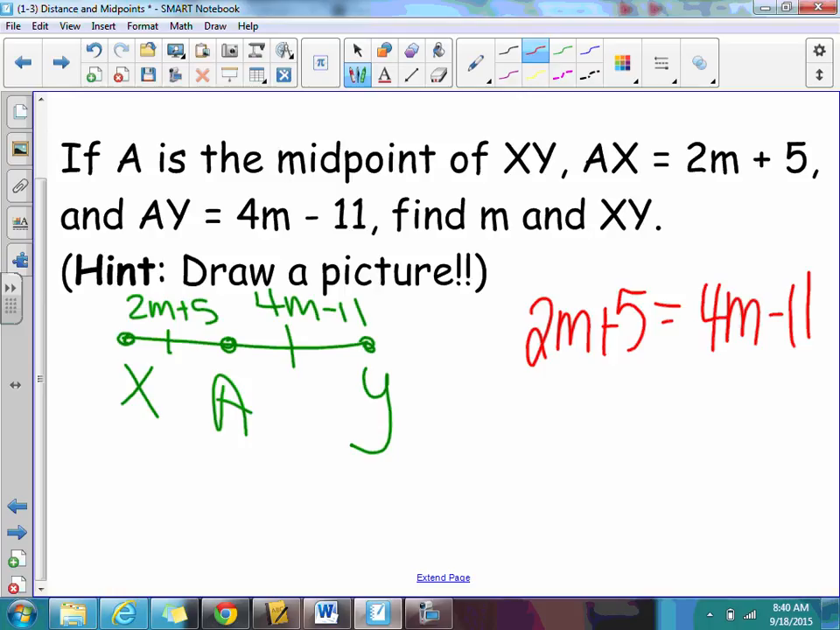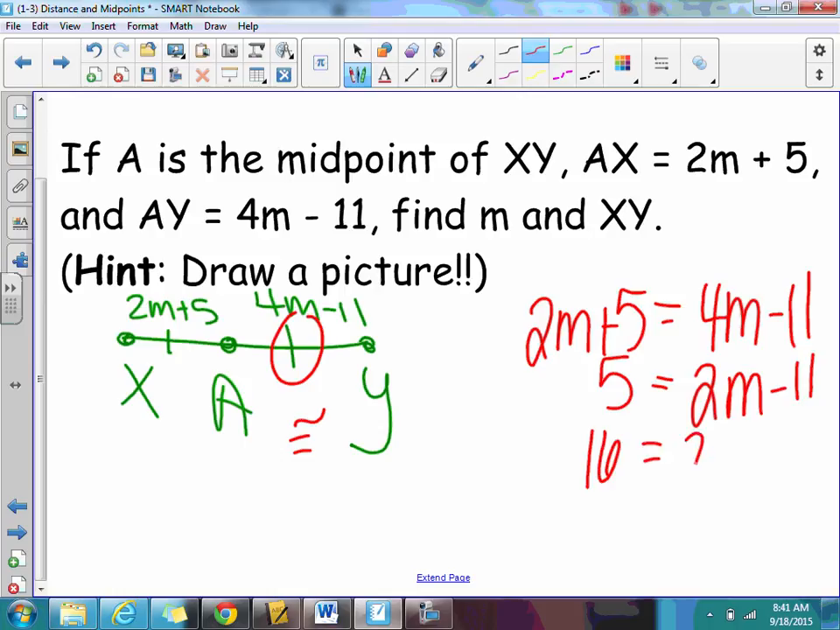Here's another thing to notice. The problems we were doing before, didn't I give you a total? Did I give you a total this time? No, I only gave you these two and tick marks. So we're not going to add them because I have nothing to set them equal to. The tick marks mean congruent, which means they are equal measure. So subtract your 2m. Add your 11. So m is 8.